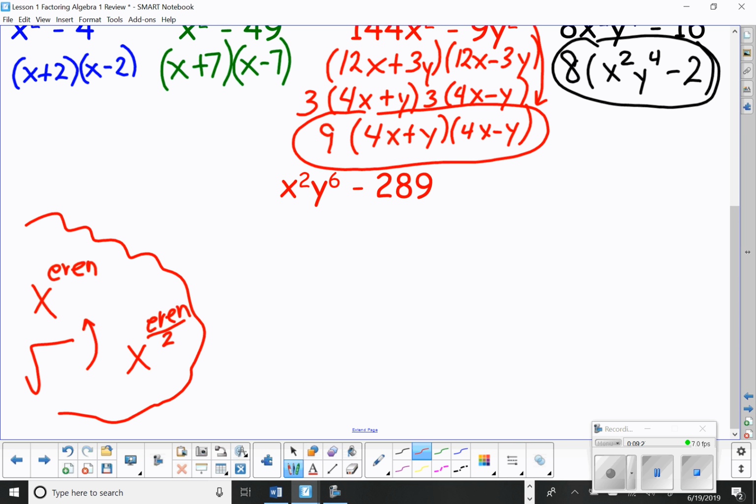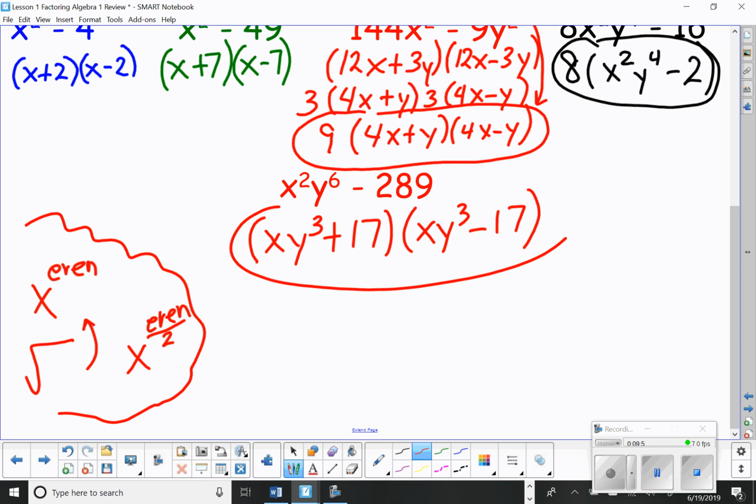Just little info. So any variable that has got an even power, it's a perfect square. So x squared, perfect square, y to the 6th, perfect square. And 289 is a perfect square. Its square root is 17. So I'm going to have x y cubed plus 17, x y cubed minus 17. Bada bing, bada boom. There it is. Factored. It's a pattern. Factoring a difference of squares should not take long.